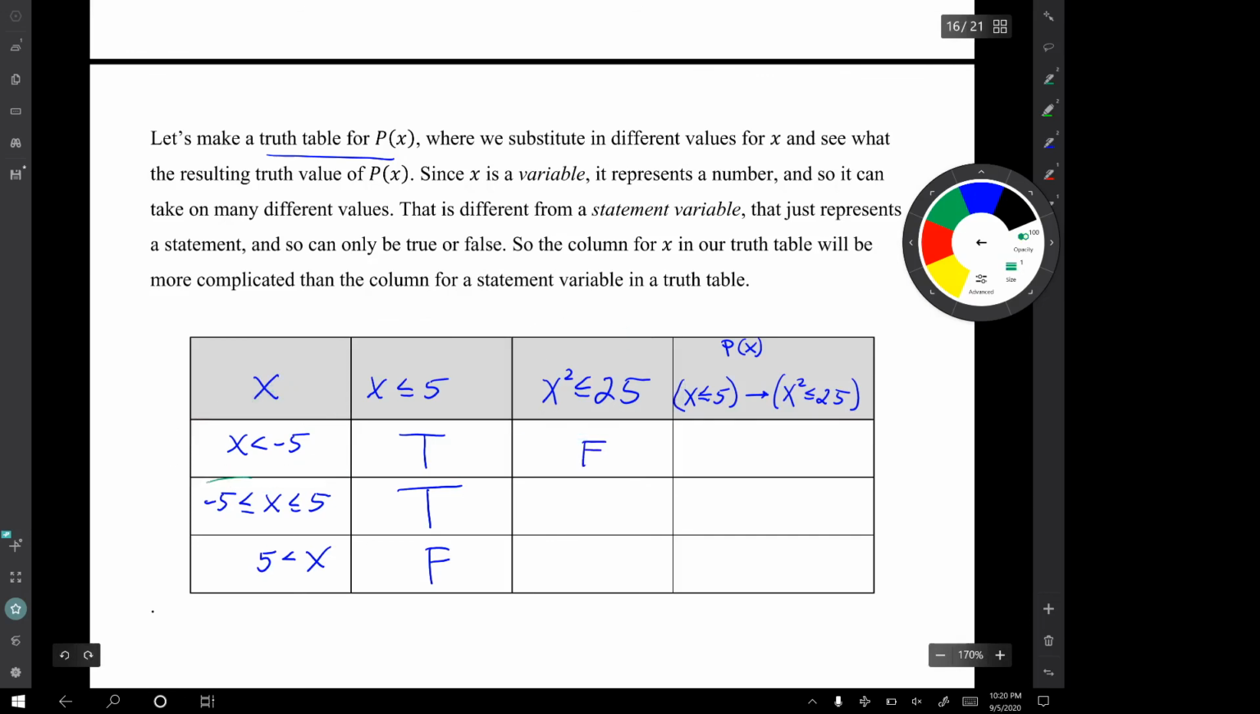Now let's think about these x values. If I take an x value in that interval and I square it, I'm going to get a result that is less than or equal to 25. So this will be a true here. Now let's consider x's that are in this set, x's that are greater than 5. If you take an x that's greater than 5 and you square it, the square is going to be greater than 25, so that inequality would be false. Now let's think about what goes in these cells. True arrow false is false.